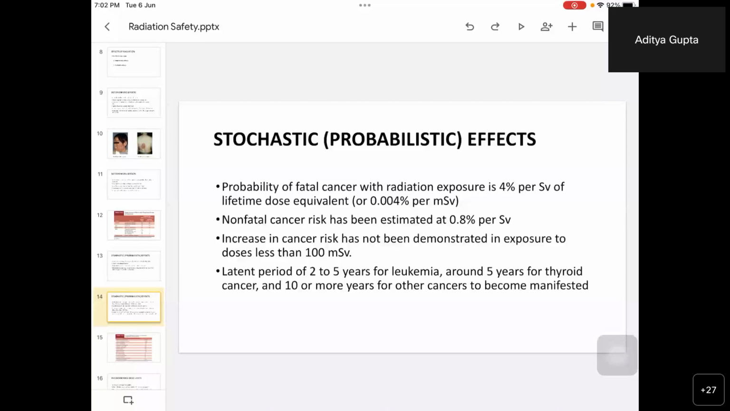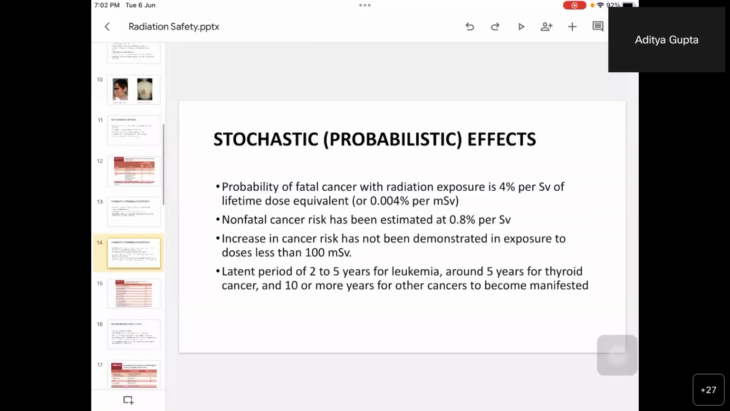But a latent period of 2 to 5 years is required for leukemia, around 5 years for thyroid cancer, and 10 or more years for other cancers to become manifest.